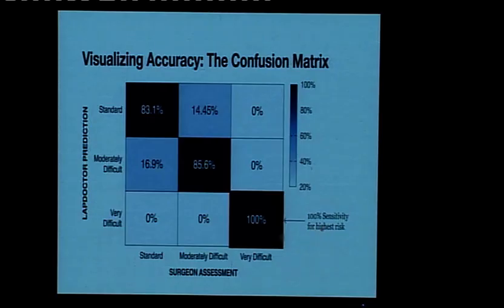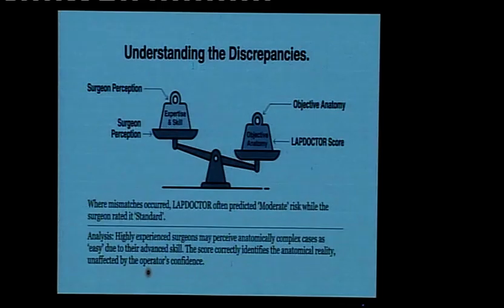If you notice, there is some discrepancy between the moderately difficult and the standard, between both the LAPDOCTOR prediction and the surgical assessment. This discrepancy can be explained by the fact that a highly experienced surgeon may perceive anatomically complex cases as easy due to their advanced surgical skills. However, the score correctly identifies the anatomical reality independent of the operator's confidence. That's why sometimes you may find the LAPDOCTOR often predicted moderate risk while the surgeon rated it as standard.